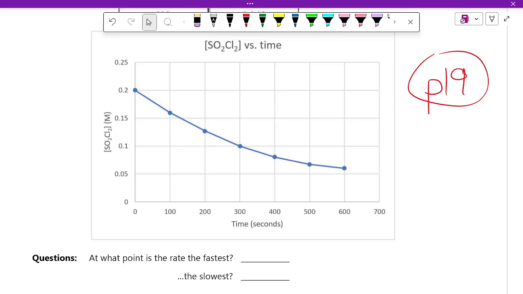Okay, are we ready? And remember, you can say pass if you don't want to talk to me. It's okay. At what point is the rate the fastest?